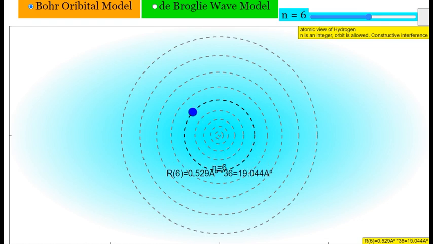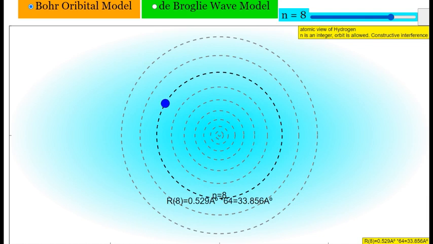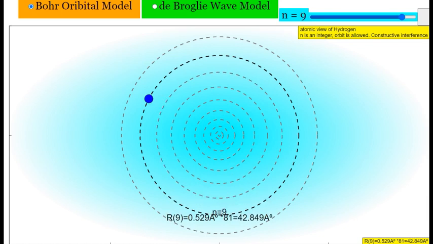Sixth orbit, n equals 6. Seventh orbit, n equals 7. Eighth orbit, n equals 8. Ninth orbit, n equals 9, and so on. So the point here is that this electron has to revolve in a discrete value, that means distinct value. It cannot exist somewhere at 9.5, 8.5, 2.3, 4.1. The electron cannot exist between two states.